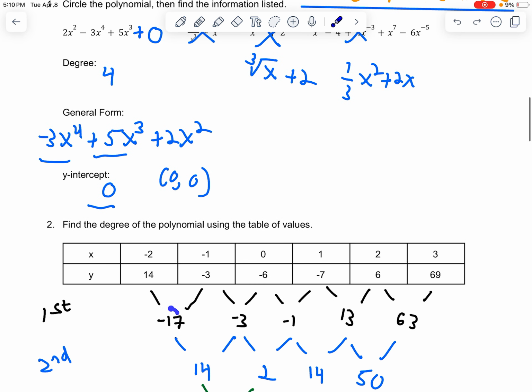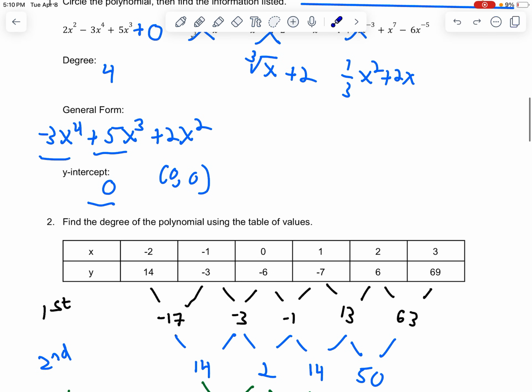If all these numbers were the same, then because it was the first difference, you would say this was a linear function. It's to the first power. The degree is 1, but it's not. So we've got to do the second difference. We keep going until we either run out of numbers to subtract, in which case we just have to say it's not a polynomial, or we get to a constant difference. So now we're going to do the second difference, the difference of the difference.